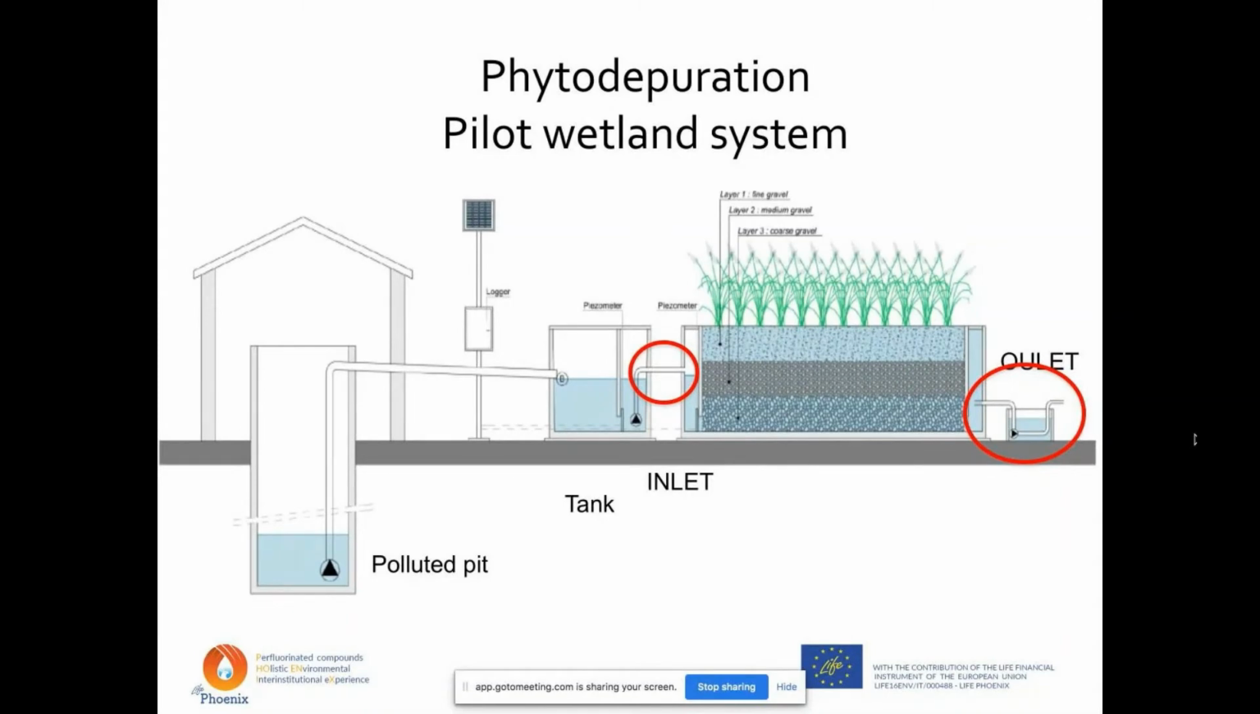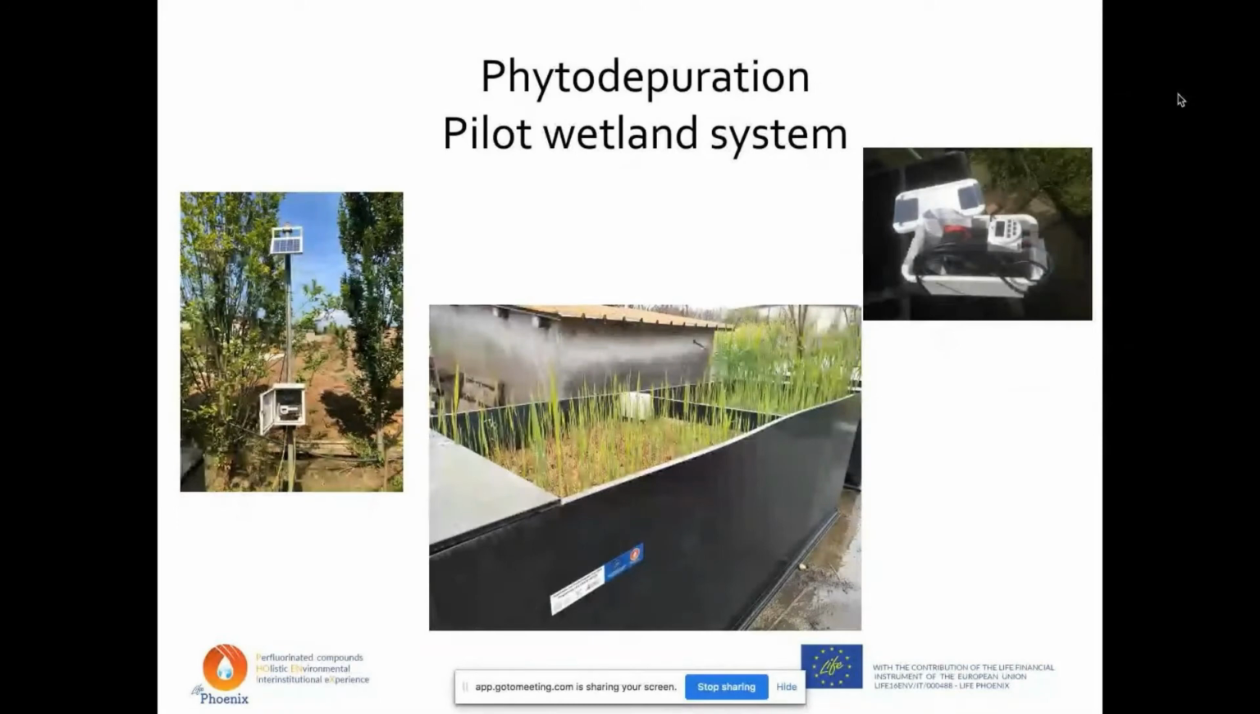In the main tank, where our phytodepuration is, we have planted 200 Phragmites australis, the common reed, over 3 different layers of gravel: big gravel at the bottom, then medium gravel, and fine gravel in the upper part. This is the growth of our phytodepuration system. As you can see in the left pictures, the system has a solar panel, so it is completely detached from a power supply.